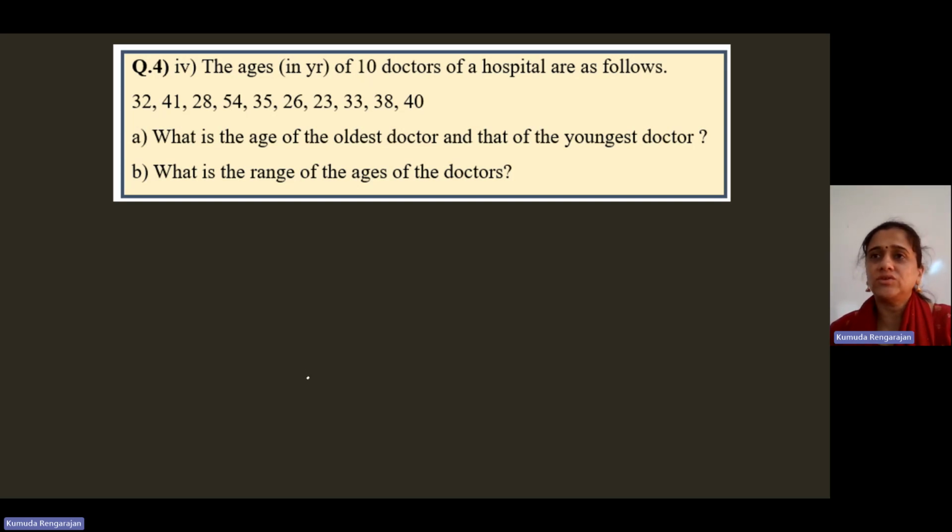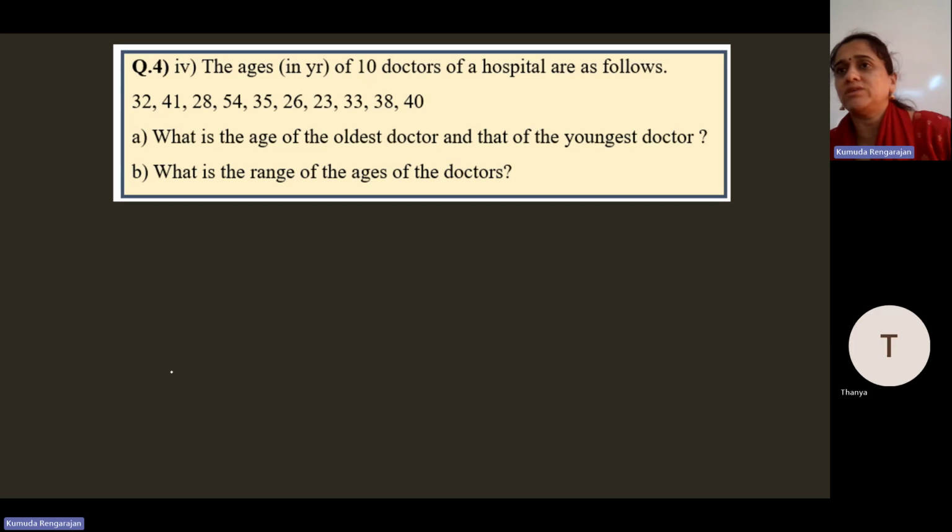So how do you find range? Range is equal to maximum age minus minimum age. So you can customize the formula. You can use some words in the formula relevant to the situation. So what is range in general? Maximum value minus minimum value. You can write that also. Okay, so range is equal to maximum value minus minimum value. You can also write for this situation, range is equal to maximum age minus minimum age.